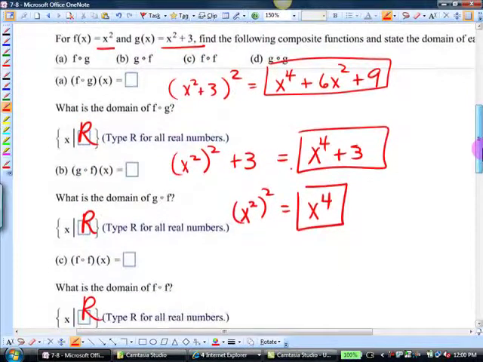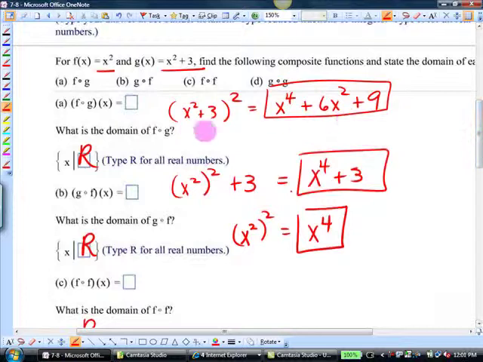On A, how did you get x to the 4th plus 6x squared plus 9? If you FOIL this one out, it's x squared plus 3 times x squared plus 3. And then you can see first terms, and then you have a 3x squared and a 3x squared, so you get 6x squared. Do you remember that? Yeah. Or the shortcut, I mean, whenever I see a binomial squared, I just use the shortcut. Square this one, you get that. For the middle term, x squared times 3 is 3x squared, times 2 is 6x squared, and square the last one. So that's the shortcut.